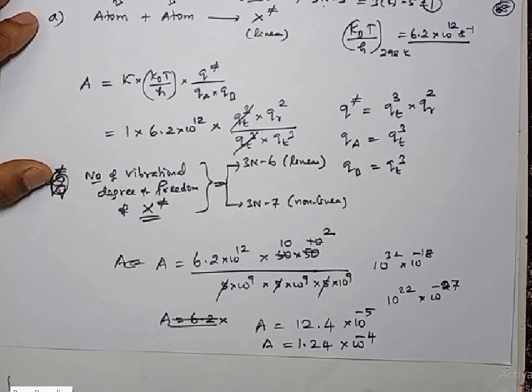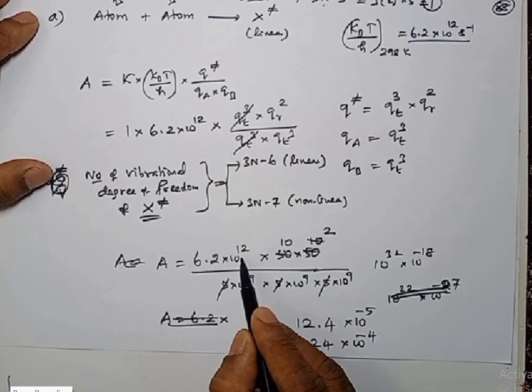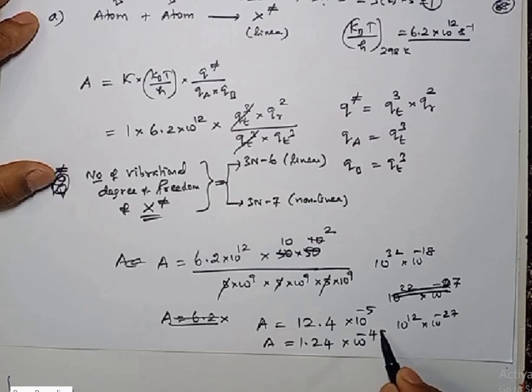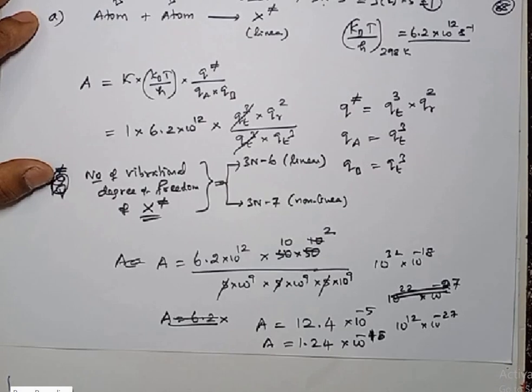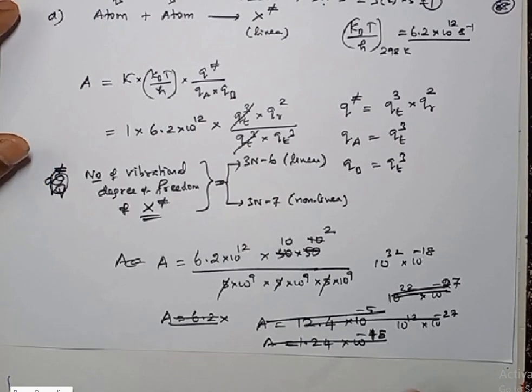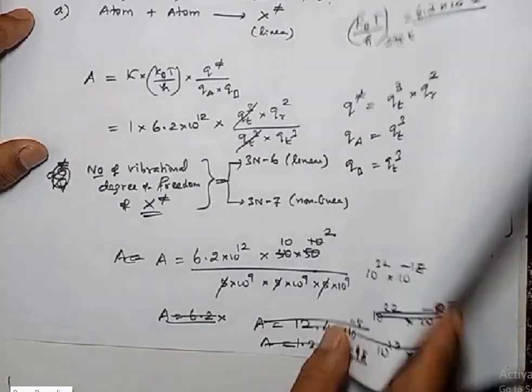Is this correct? Here I have 10 power 12. Oh no, sorry, so this is just 10 power 12, right? And here we have 10 power minus 27. If I subtract, I will get 10 to the power minus 15, right? And if I divide by 10, it becomes 10 power minus. Let me do it on the next page. This I will write clearly.